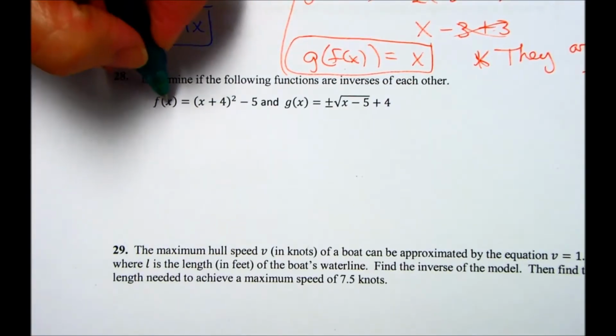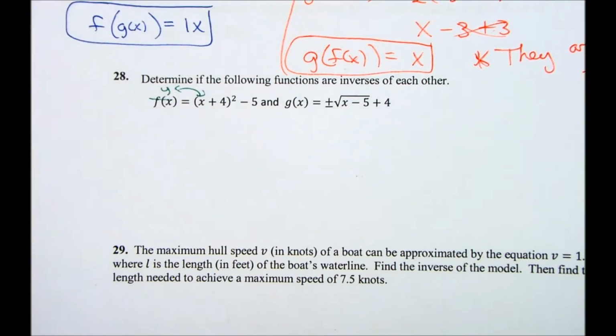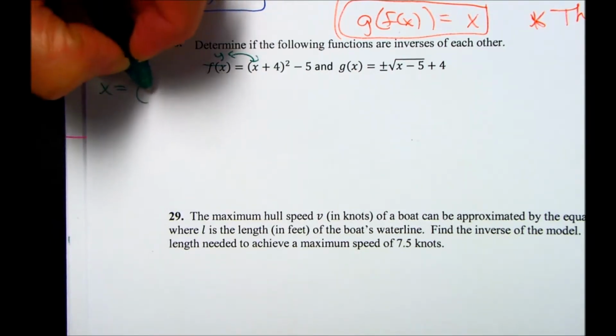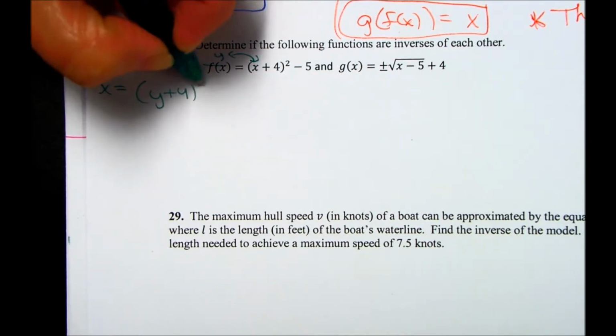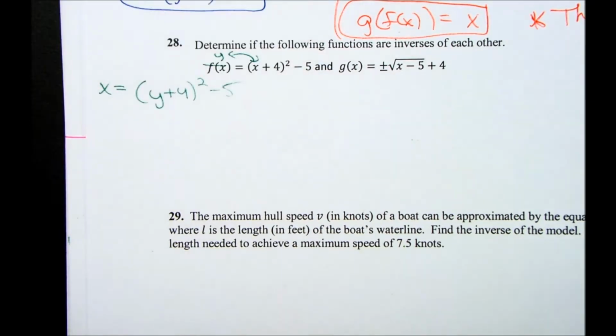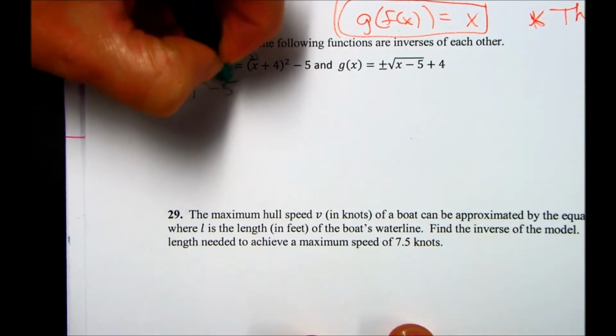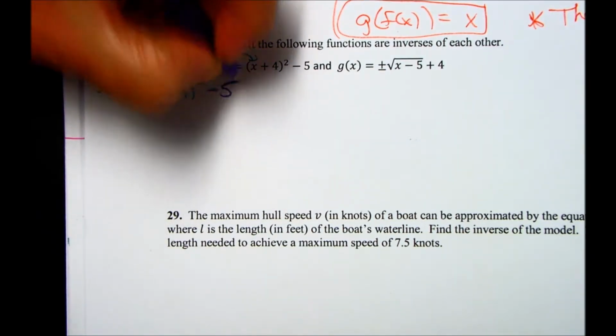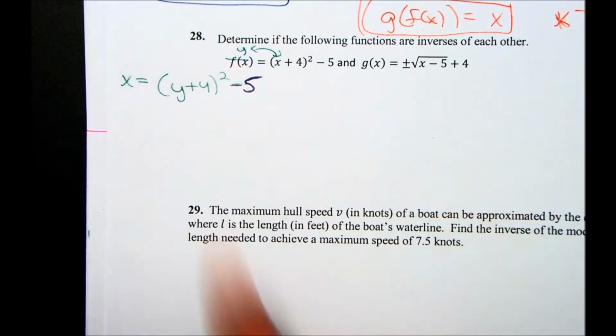So if I were to change this to y and switch my x and y, I would get x equals parentheses y plus 4 squared minus 5. And now the goal would be to get the y by itself. I keep using that pen and it's dead. It has no more ink in it. All right, so I want to get the y by itself now.